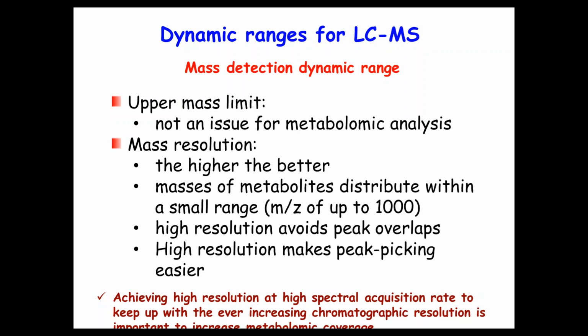So when we select a mass spectrometer for metabolomic analysis, we want an instrument that can achieve high resolution at high spectral acquisition rate to keep up with the ever-increasing chromatographic resolution in order to increase metabolomic coverage.